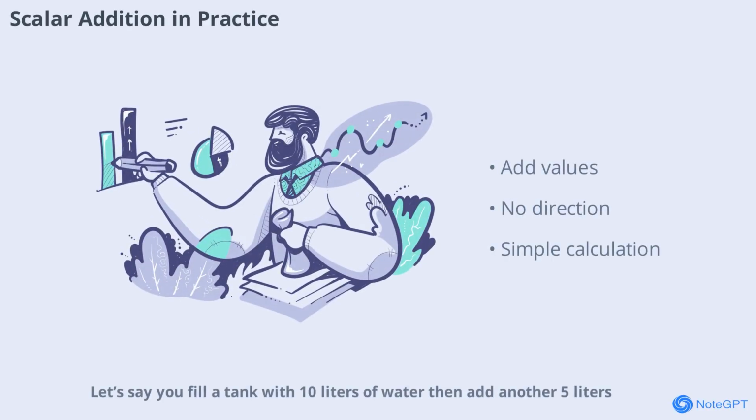Let's say you fill a tank with 10 liters of water, then add another 5 liters. The total amount is simply 15 liters. This is scalar addition in action. Just add the values and you're done. No need to worry about direction or orientation.